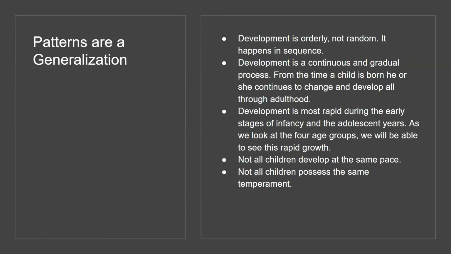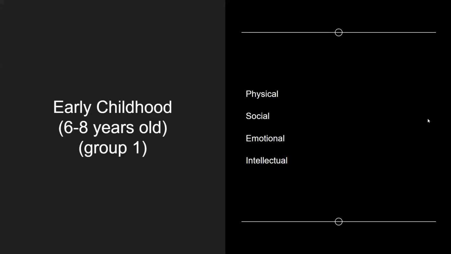Development is most rapid during the early stages of infancy and the adolescent years. As we look at the four age groups, we'll be able to see this rapid growth. And as I said before, not all children develop at the same pace, and not all children possess the same temperament. So now what I'm going to have you do is have everybody stand up.